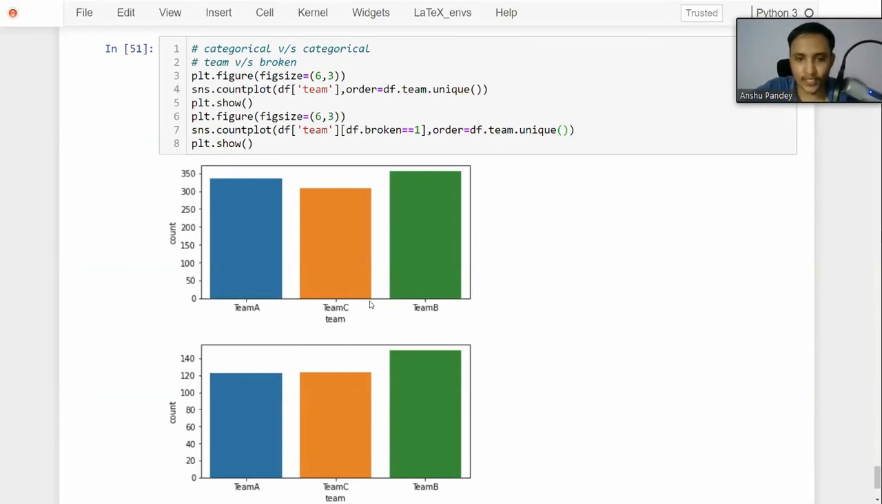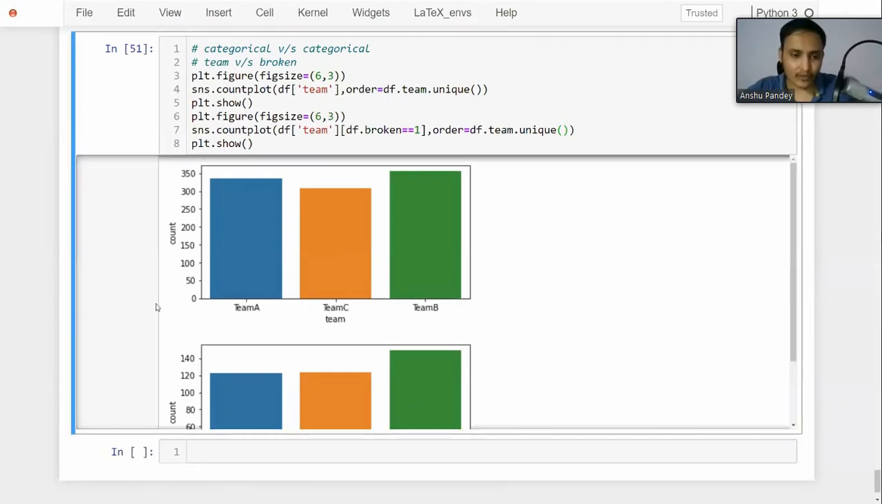So the first graph shows the total machines being handled by teams A, B, C, and the second graph shows the machines which are damaged and being handled by teams A, B, C. The pattern almost looks similar, right? There is not much of a difference, as you can see here. When it comes to total machines, team A is higher than team C, but when it comes to damaged machines, team A is equal to team C. So possibly team A is damaging a lesser number of machines.